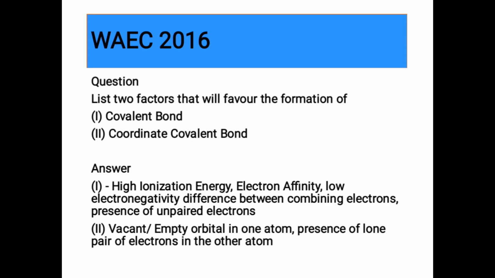Let's quickly look at WAEC 2016. We have to list two factors that will favor formation of covalent bond and coordinate covalent bond. And the answer is, for covalent bond, you have high ionization energy, high electron affinity, low electronegativity difference, small atomic size, etc. For coordinate covalent bond, the factors include vacant or empty orbitals in one atom, and presence of a lone pair of electrons in the other atom. These are factors that favor formation of these two.